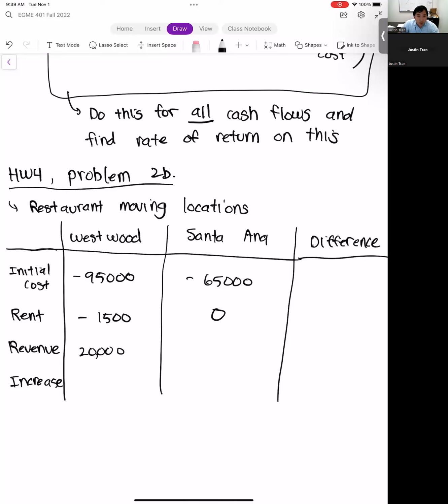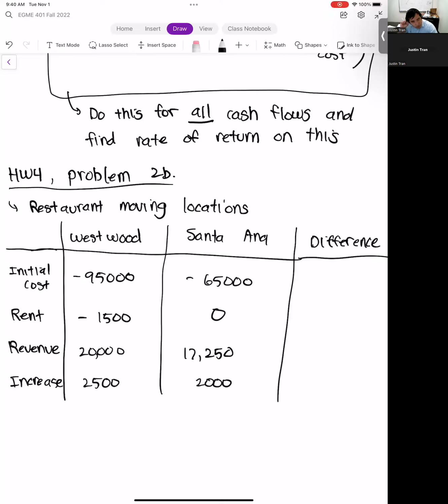Okay, so this Westwood location is going to have a revenue of $20,000 in the first year. For Santa Ana, it is going to have a revenue of $17,250 in the first year. Okay. And the revenue is expected to increase by $2,500 each year after that. Okay. All right, and so we're going to take the difference.